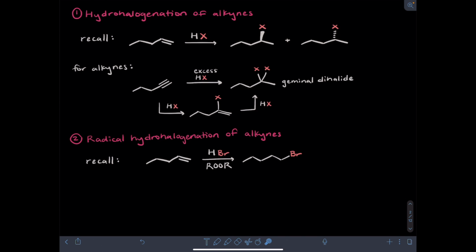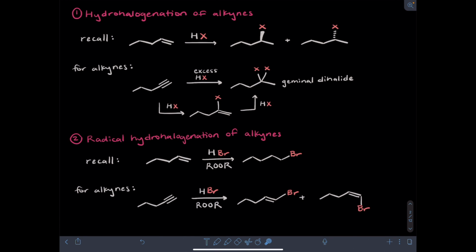A variation on hydrohalogenation that we saw previously in the case of alkenes was sometimes known as radical hydrohalogenation. This is the addition of HBr specifically in the presence of ROOR, a peroxide. These reagents, for which we haven't learned the mechanism yet, lead to anti-Markovnikov addition, where the more substituted carbon of the alkene has a new hydrogen attached, and the less substituted carbon has the halide added to it. This reaction is specific to HBr and not other halogens.